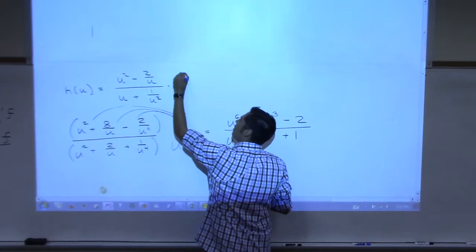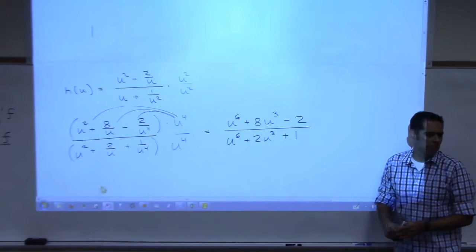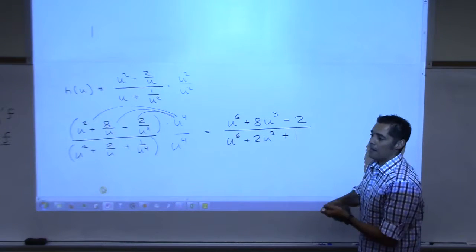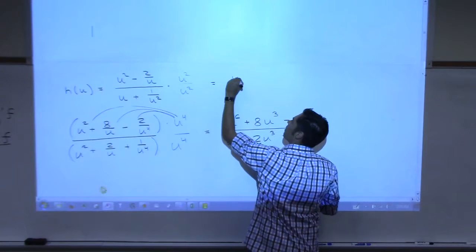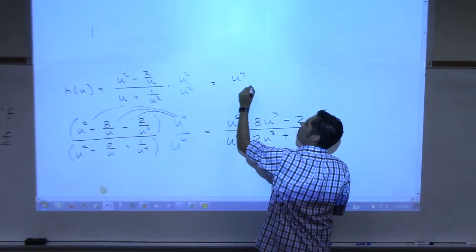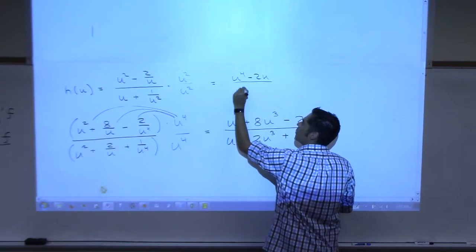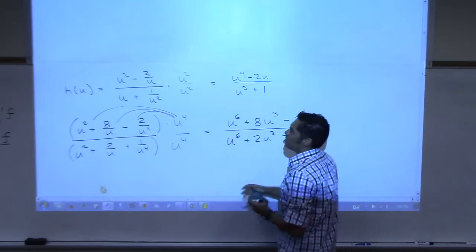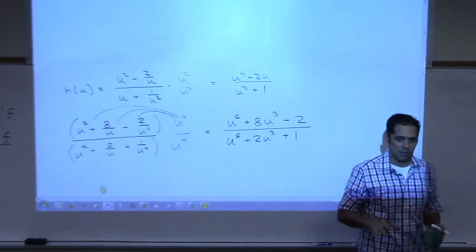How about if I just would have done this first? That's legal, right? What would that have looked like after I did that? U to the 4th minus 2u over u to the 3rd plus 1. So what I did was I multiplied the top and bottom by the highest power that I saw there to clear out all fractions.